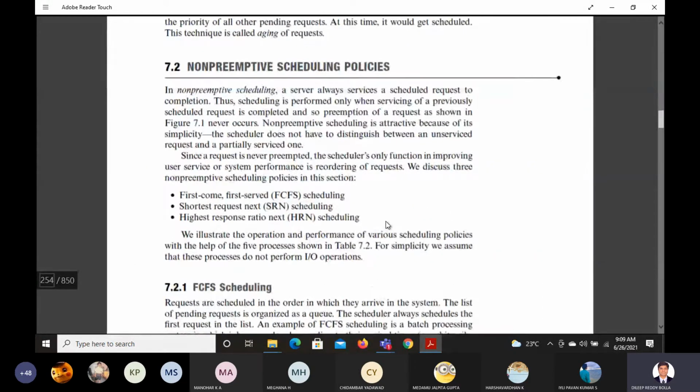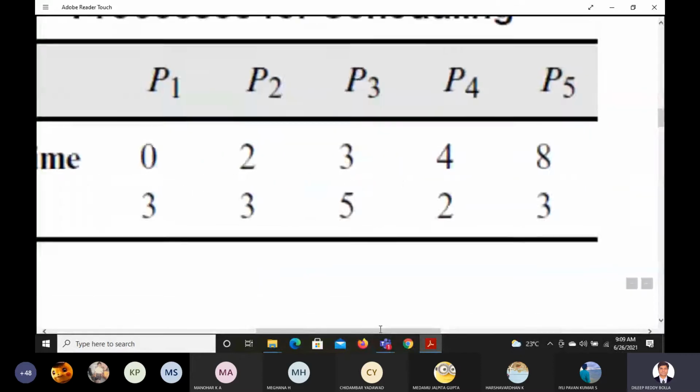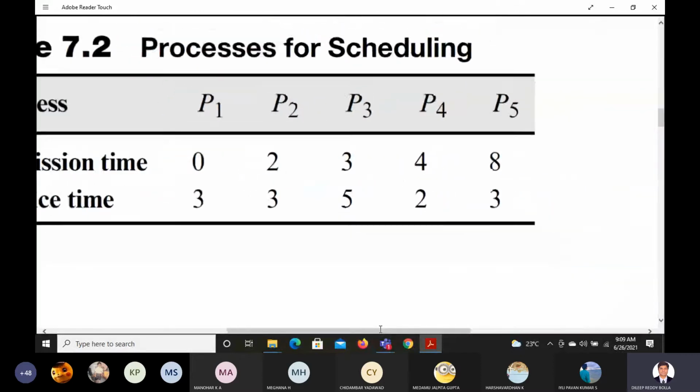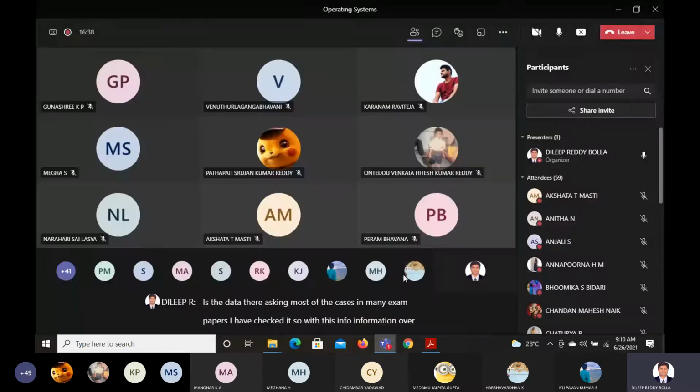Preemptive scheduling. So first two we have. This is the 90% of the case. Focus carefully here. 90% of the case, this is what they are trying to give. This is the data they're asking. Most of the cases, in many exam papers, I have checked it. So with this information only they're asking. Are you clear with what I'm saying?